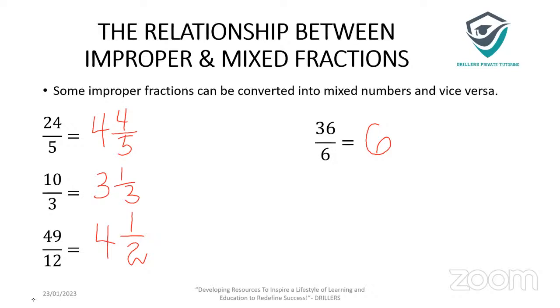So we don't write the 0. We don't write 0 over 6. If our remainder is 0, we just leave the whole number that we got. That's all we do. So what we end up with is not a mixed number. In situations like this, we just end up with a whole number. So 36 over 6 gives us 6. 6 can go into 36 6 times.